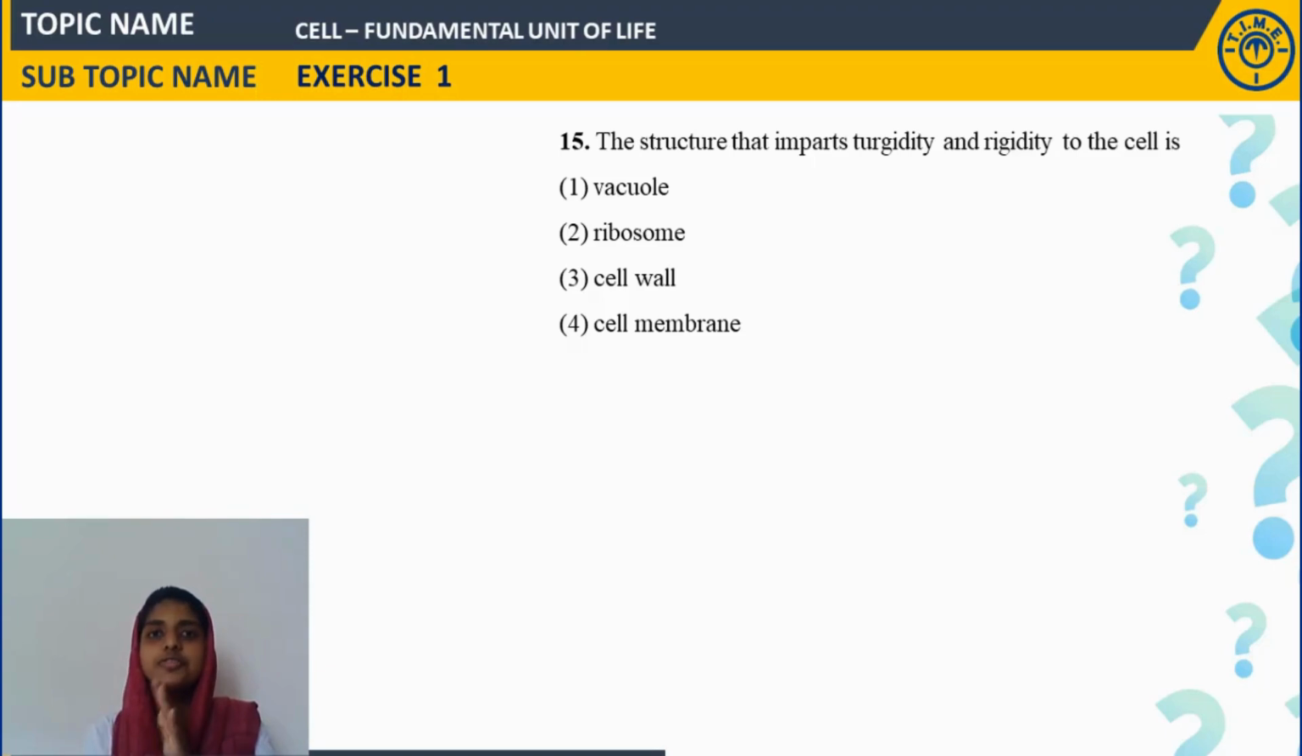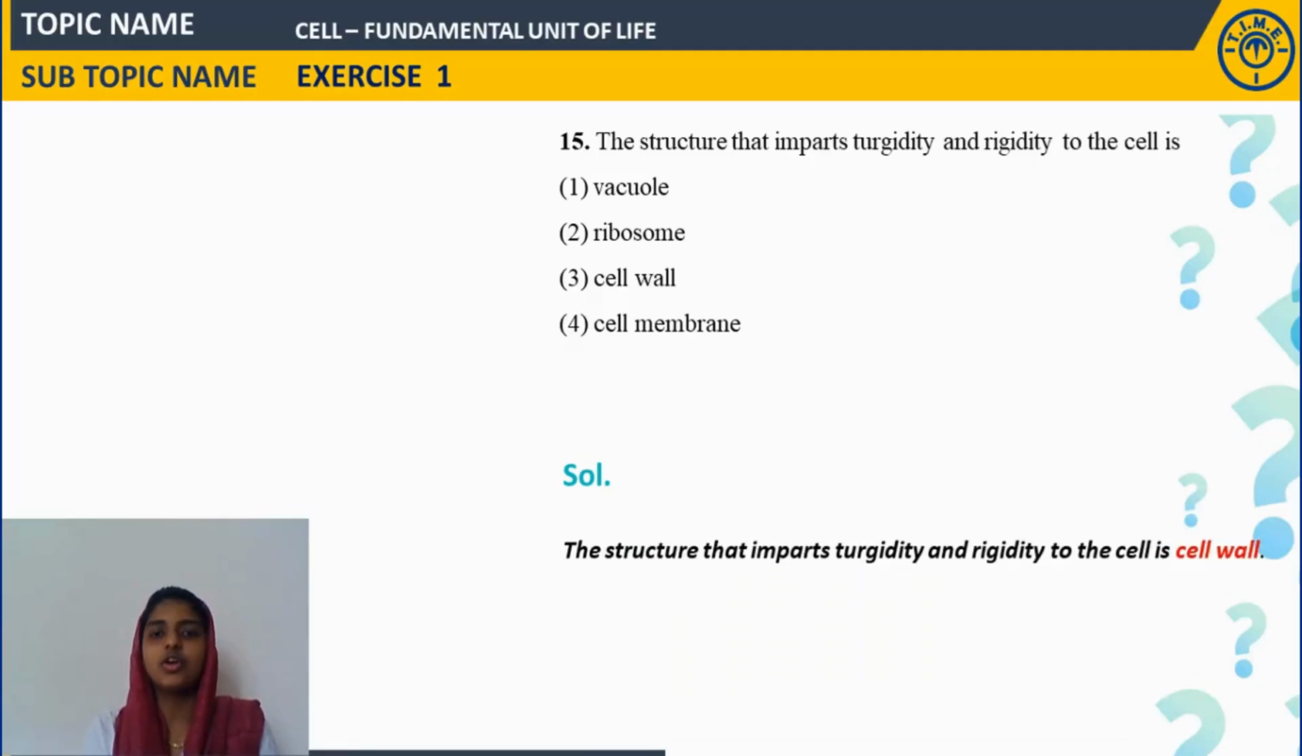Now, what is the function of cell wall? Cell wall is the one which imparts turgidity as well as rigidity to the cell. Okay. So the answer for this question is cell wall. So the structure that imparts turgidity and rigidity to cell is cell wall. So the answer is option 3, cell wall.